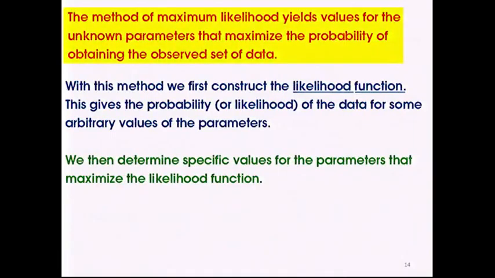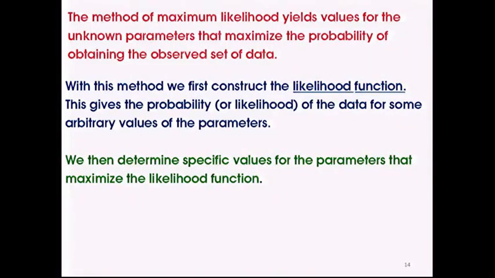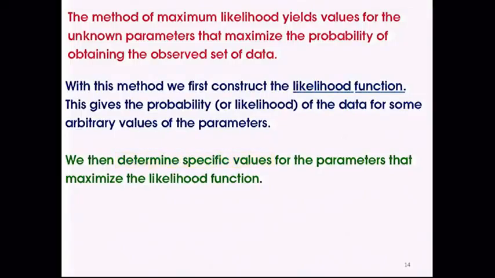So the method of maximum likelihood yields values for the unknown parameters that maximize the probability of obtaining the observed set of data. And with this method, as I said, we first construct the likelihood function, and that gives us the probability or the likelihood of the data for some arbitrary values of the parameters. And then we determine specific values for the parameters that maximize the likelihood function.